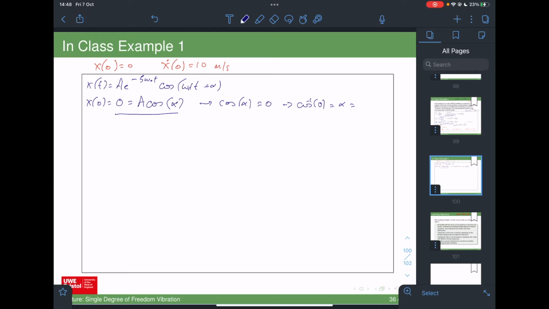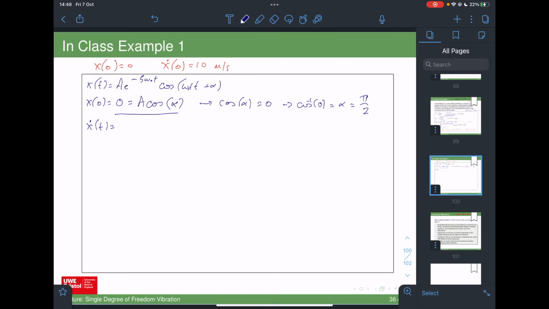What's the inverse cosine of 0? What does alpha need to be for it to be 0? Yeah. So alpha's pi over 2. Okay, now, the other equation, I need to find the derivative of that equation.